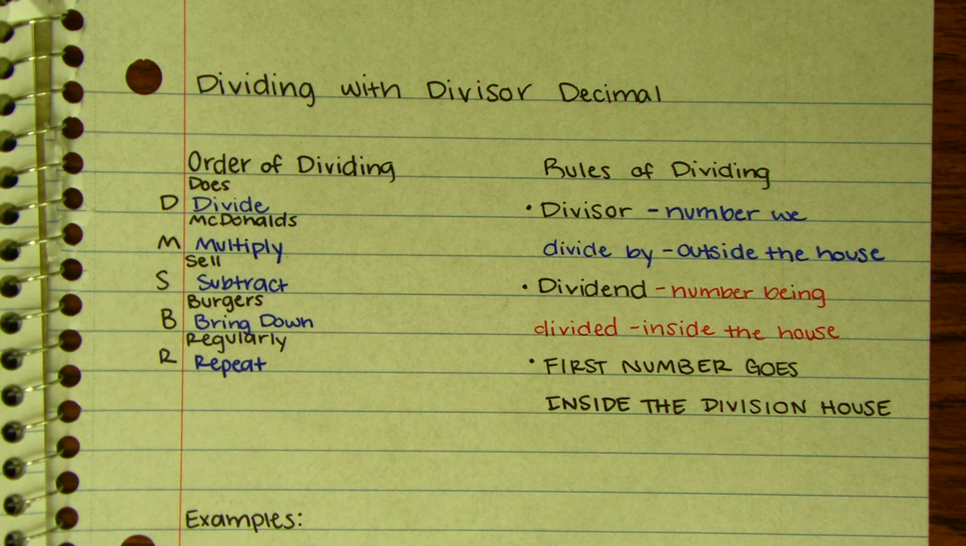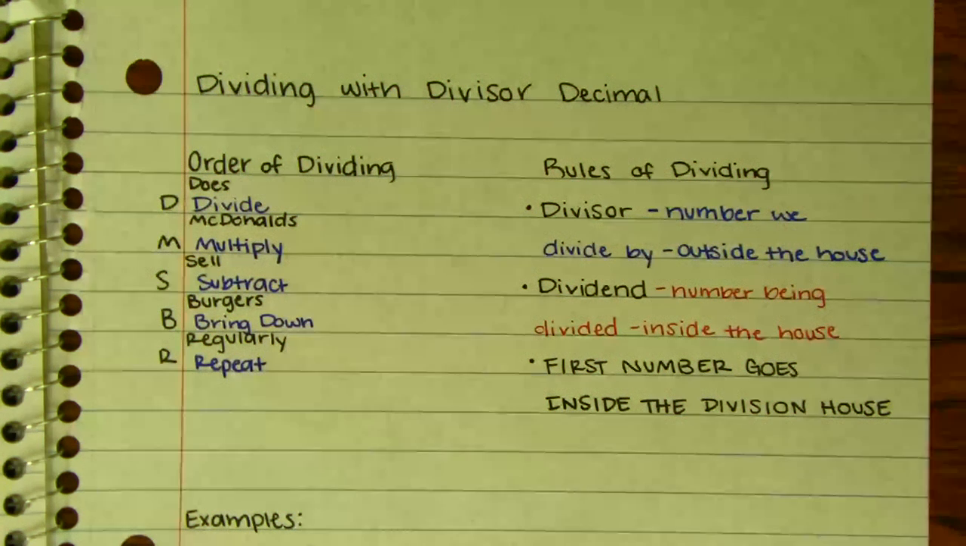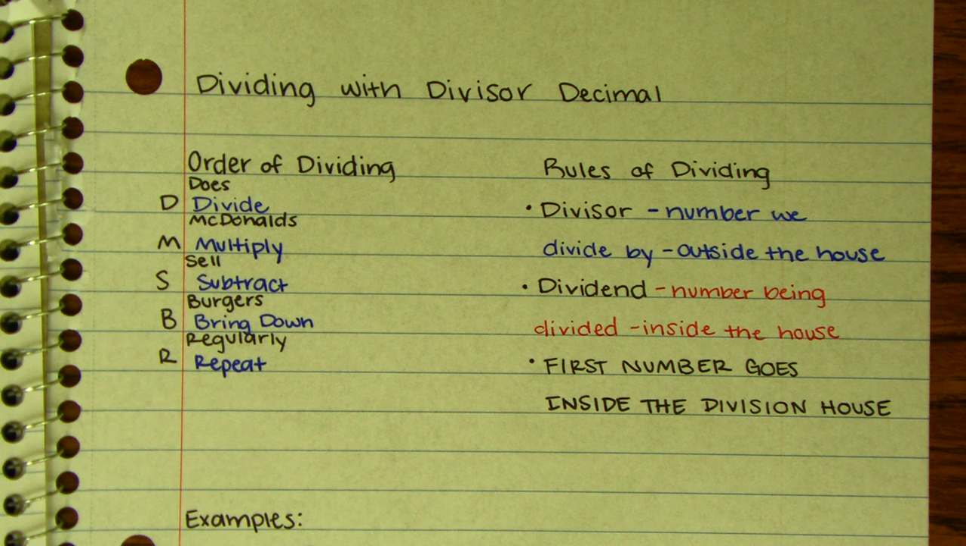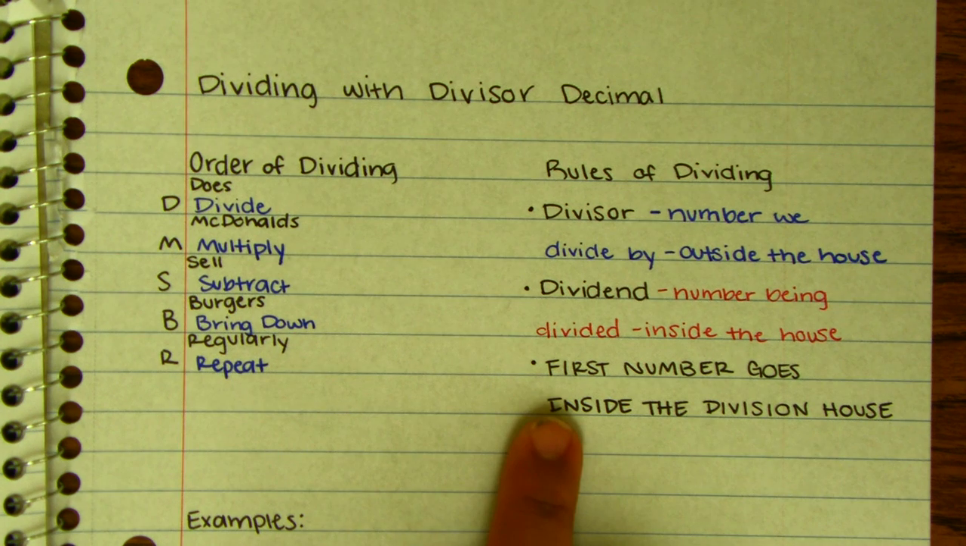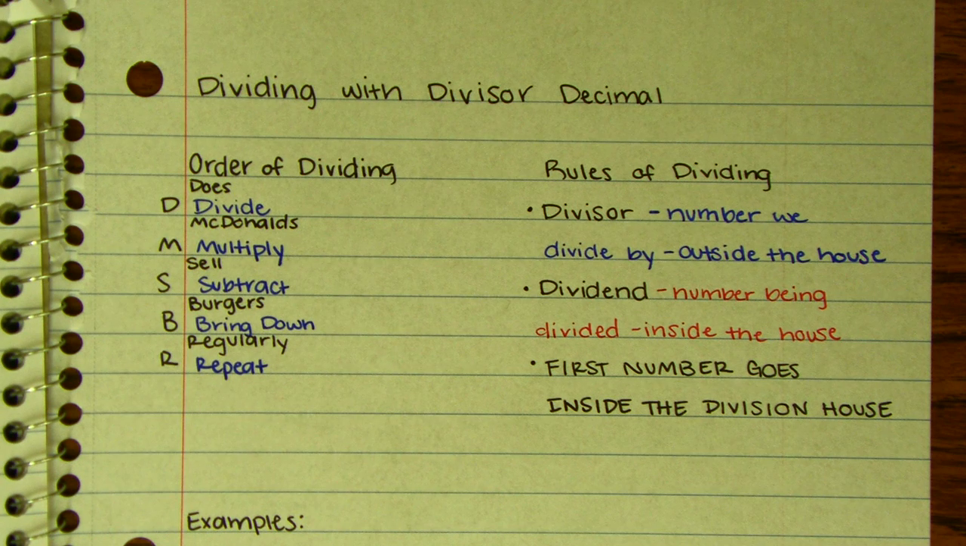Now, the two rules that we need to remember about dividing include the divisor and the dividend. So the divisor is the number that we divide by, and it's the number that stays outside the house. The dividend is the number that is being divided, and it goes inside the house. And I'm going to color code it red and blue. Remember that when we are reading a division problem, the first number goes inside the division house.